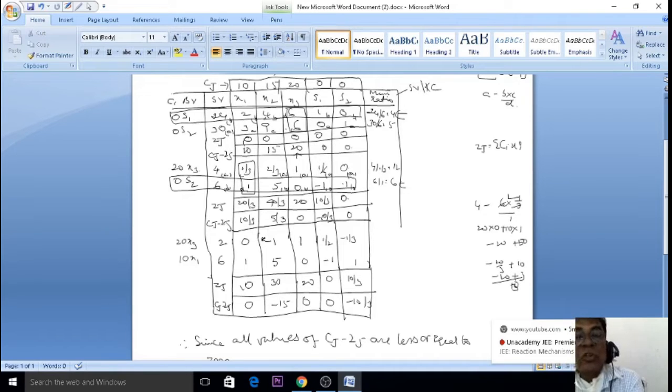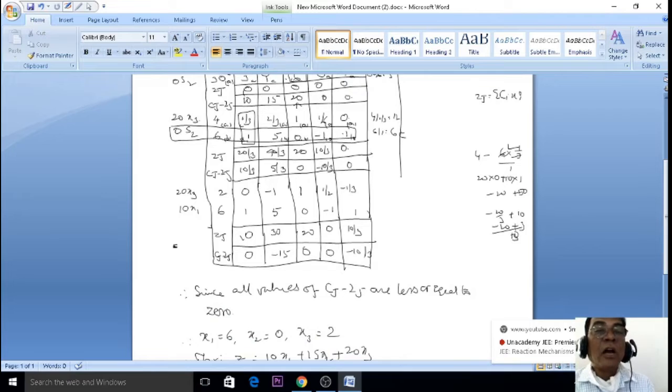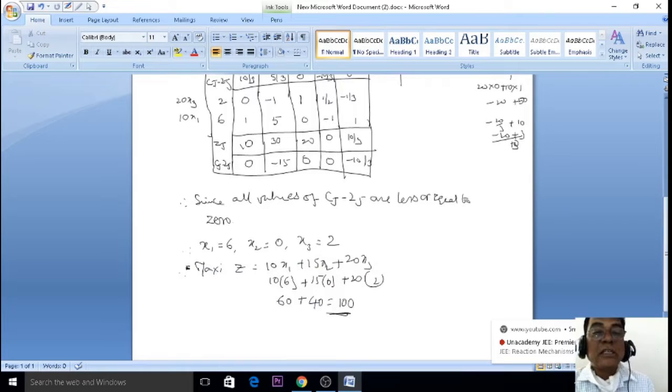Cj minus Zj, zeros or negatives. Same Zj, Cj. See here, zeros or negatives means less than 0 or equal to 0. So immediately stop the problem. Then pick up the values of x1, x2 and x3 from the simplex table. After that, x1 is equal to 6, x2 is 0, and x3 is equal to 2. Take all values and substitute in the given equation. What is the given equation here? Z is equal to 10x1 plus 15x2, like this. So this is the final solution of the given problem.